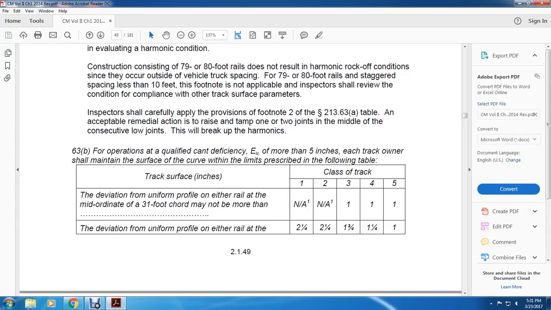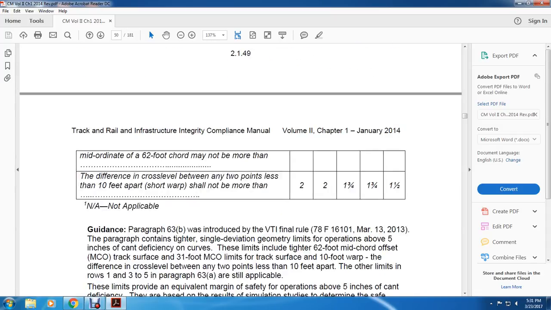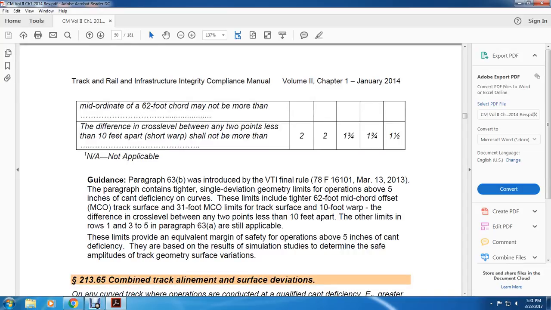Class tracks deviation of uniform profile on either rail is 2 1/4 inch for classes 1 and 2, 1 3/4 inch for class 3, 1 1/4 inch for class 4, and 1 inch for class 5. Or the difference in cross level between any two points within 10 feet apart, short warp, shall not be more than 2 inches for classes 1 and 2, 1 3/4 inch for 3 and 4, and 1 1/2 inch for 5.